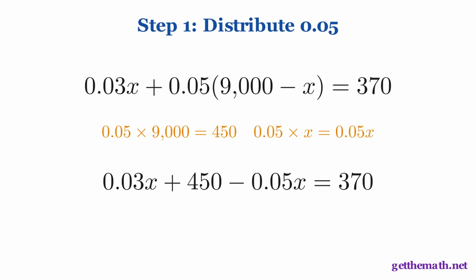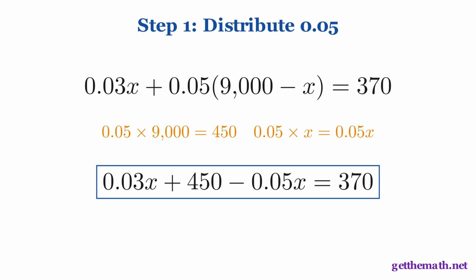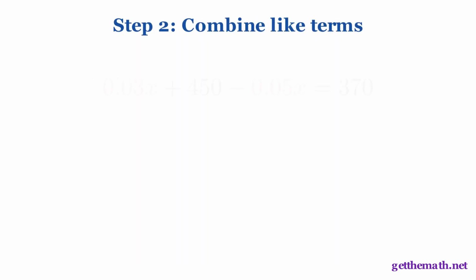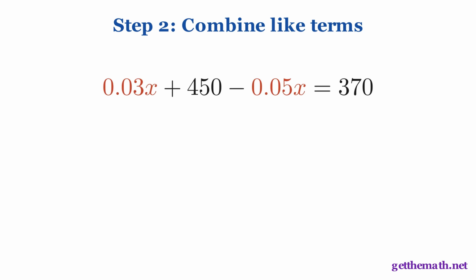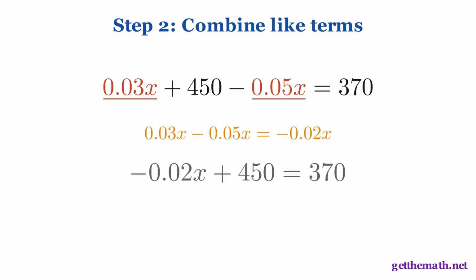Our equation becomes 0.03x plus 450 minus 0.05x equals 370. Step 2. Combine like terms. 0.03x minus 0.05x equals negative 0.02x. So we have negative 0.02x plus 450 equals 370.